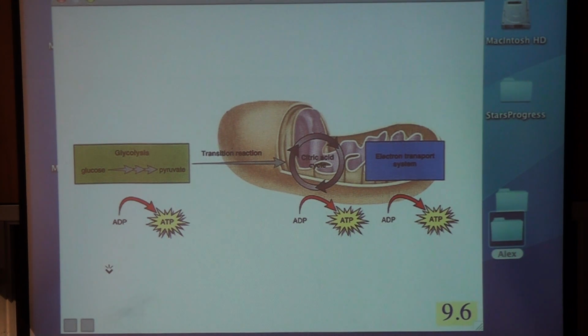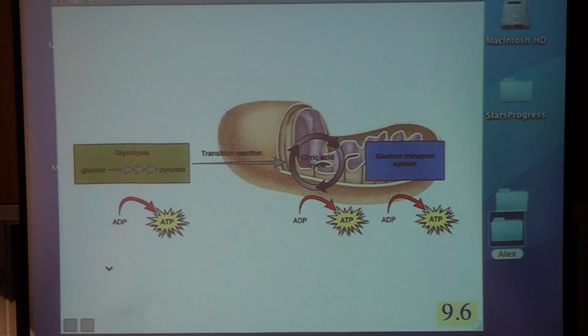What are those called? They're the light-dependent and light-independent reaction. And the light-independent reaction is also known as the what cycle? Calvin cycle. Good. All right.